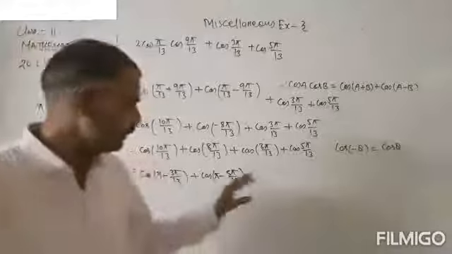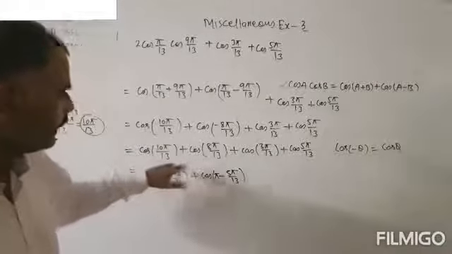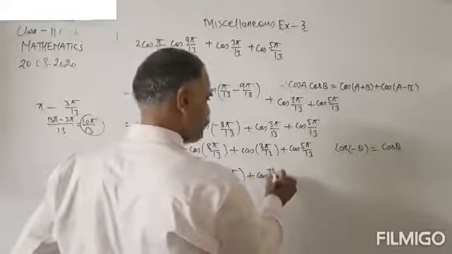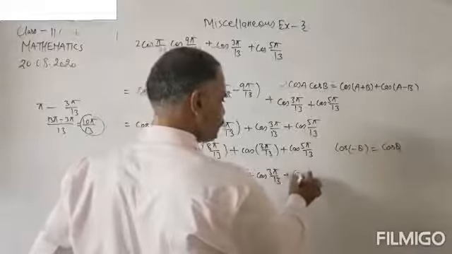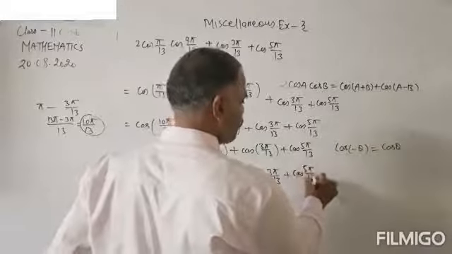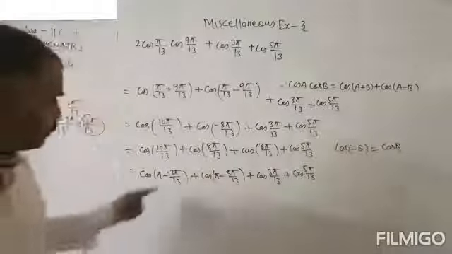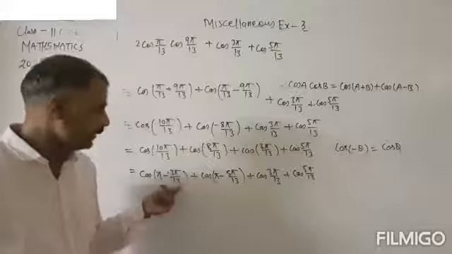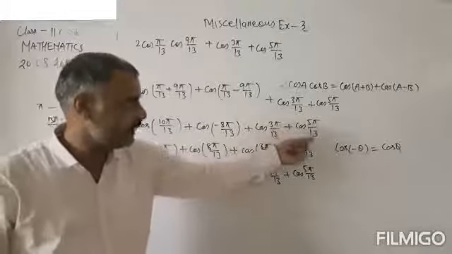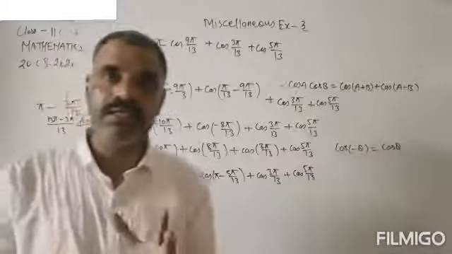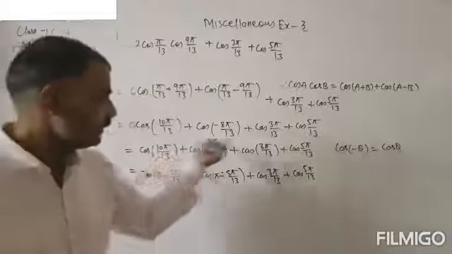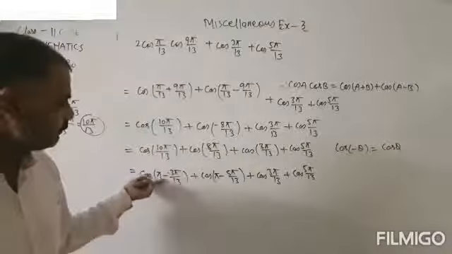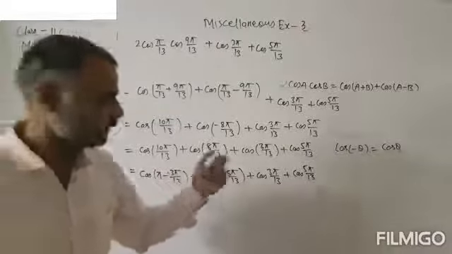So after simplifying, we will have 8 pi by 13 and 10 pi by 13, plus cos 3 pi by 13 plus cos 5 pi by 13. How to write this down? We have to write this in terms of 3 pi by 13 and 5 pi by 13. We will try to convert this ratio in terms of this ratio, so we have pi minus 3 pi by 13 and pi minus 5 pi by 13.